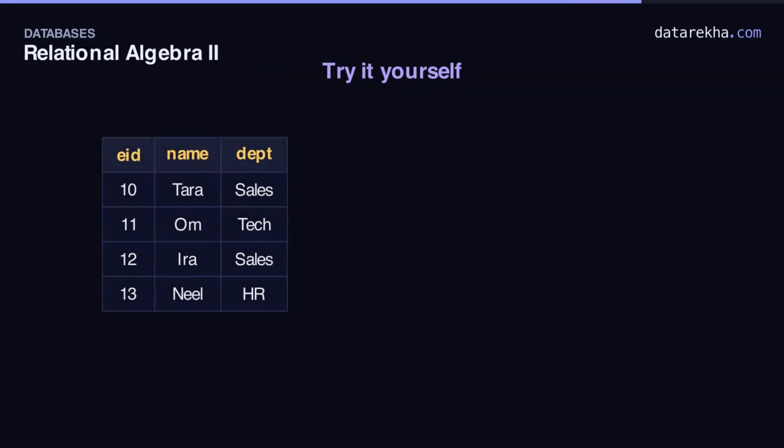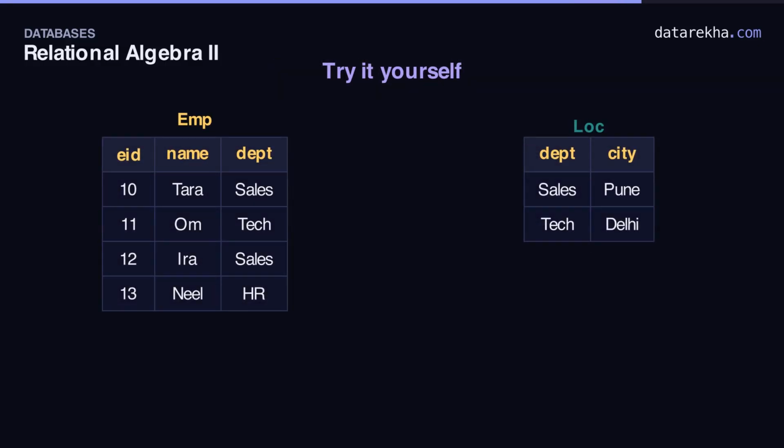Your turn. Here are two tables, EMP, with a department each person works in, and LOC, giving each department a city. Pause the video, take the natural join of EMP and LOC, and answer one thing. How many rows come out?